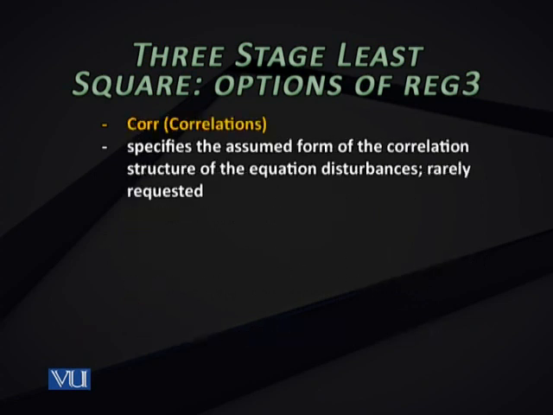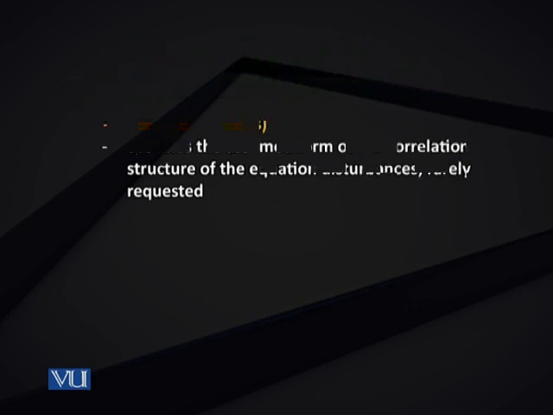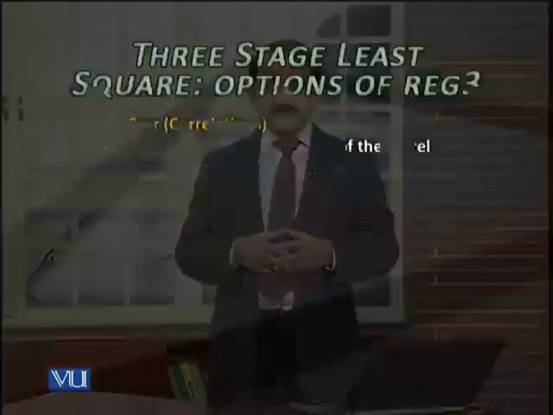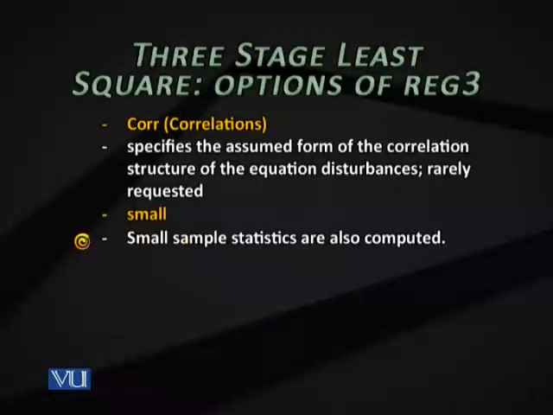Similarly, you have an option CORR with correlations in parentheses, as you are seeing on the screen. This specifies the assumed form of the correlation structure of the equation disturbances, that is, the correlation between error term 1, error term 2, error term 3. Remember that this is rarely used, and I don't think you will ever need it, but it's an important option. If sometime you have assumed a correlation structure, then specify it by the CORR command with the correlations in between the parentheses.